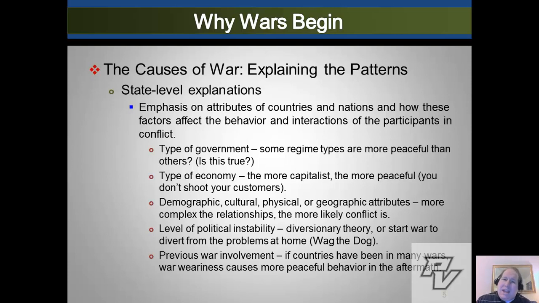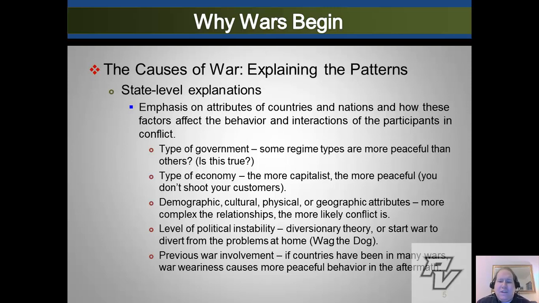So, again, up for interpretation. The type of economy. Again, we talked about it a second ago with the idea of interdependence. Typically, the more capitalist a country is, the more peaceful they are. The idea of you don't shoot your customers, you don't mess with people who would potentially buy your goods. So the same holds true.